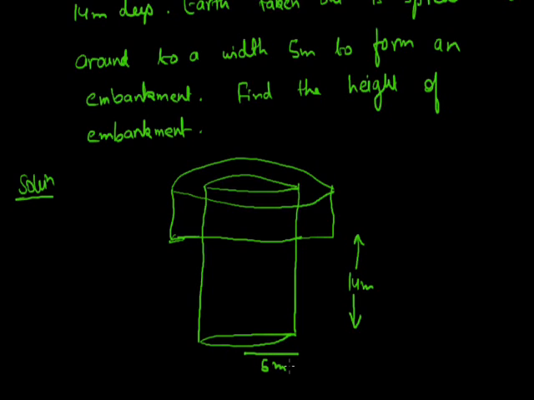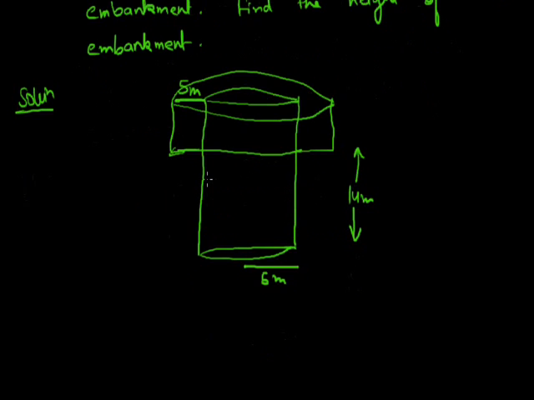So now the embankment is formed. This is the embankment formed, and the width of this embankment is also given as 5 meter. So accordingly, we need to find out what will be the height of this embankment. Let's take this height of the embankment as small h. We need to understand that the volume of the well that is dug will be equal to the volume of this embankment formed, because the same earth is used to form this embankment. So the volume of both these things should be the same.